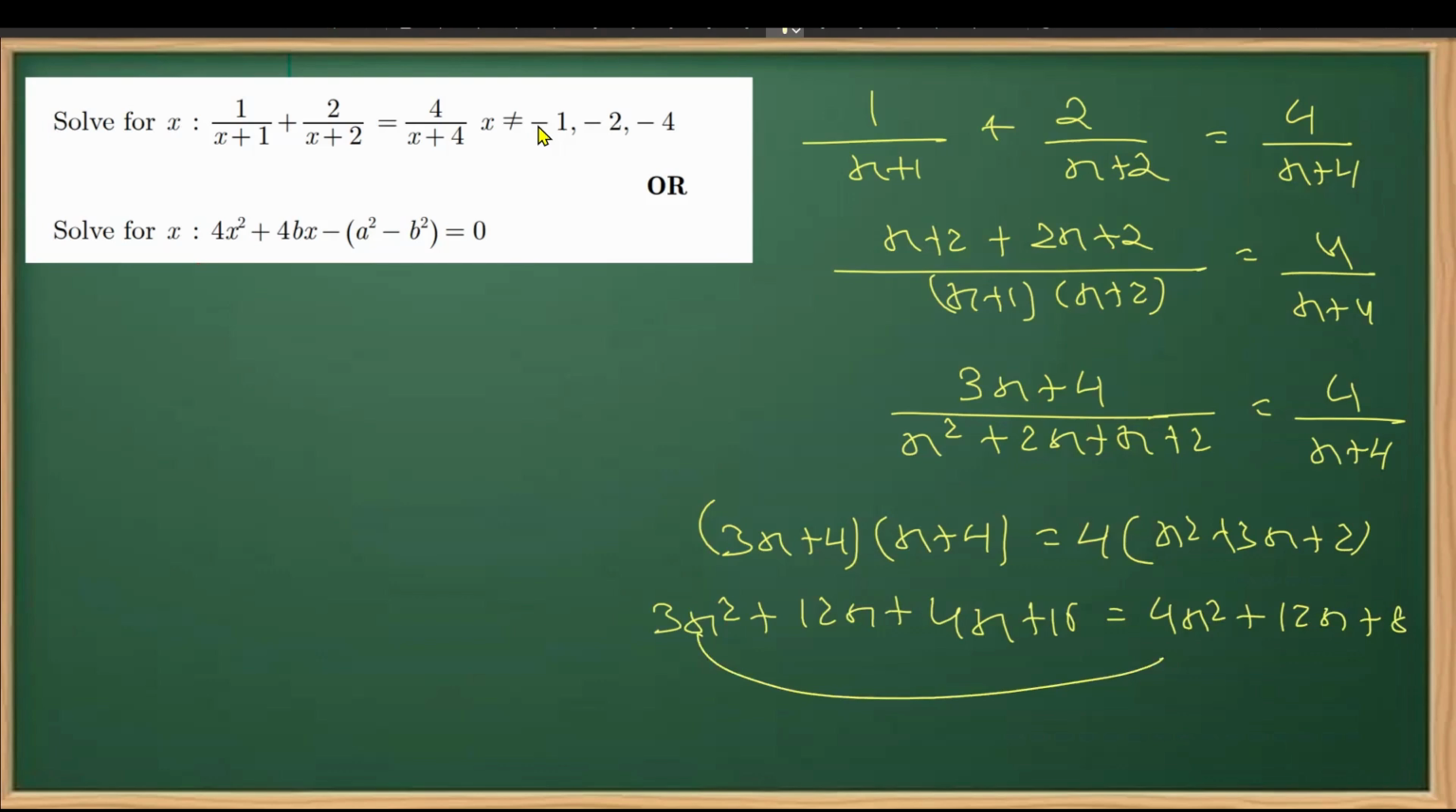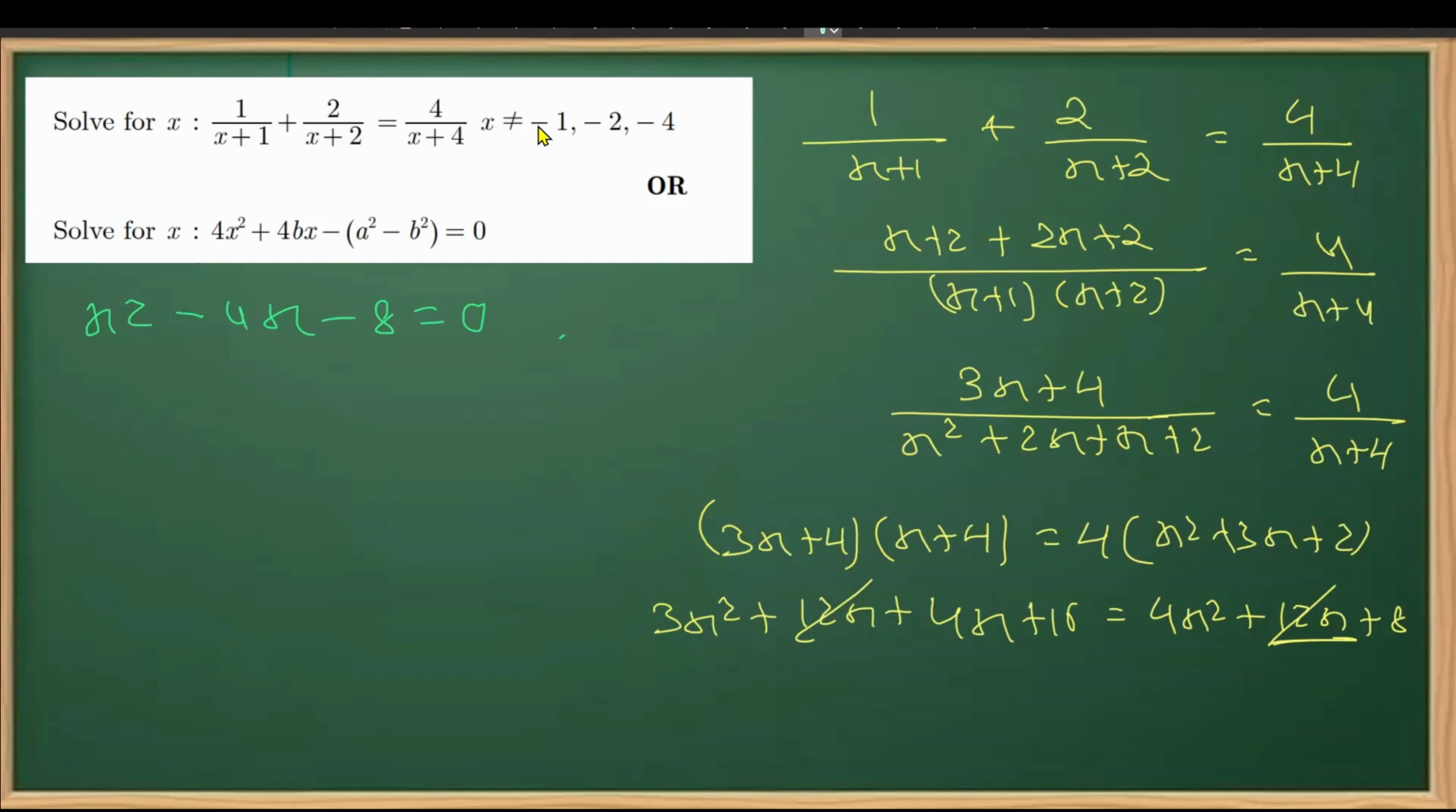Now if I write everything on the right hand side, 4x square minus 3x square results in x square. And we have 12x on both sides, so they cancel. 4x transposed to the other side gives minus 4x, and 16 goes to the other side: 8 minus 16 is minus 8, equal to 0. Now we got this quadratic equation, and we are going to solve it by using the quadratic formula.